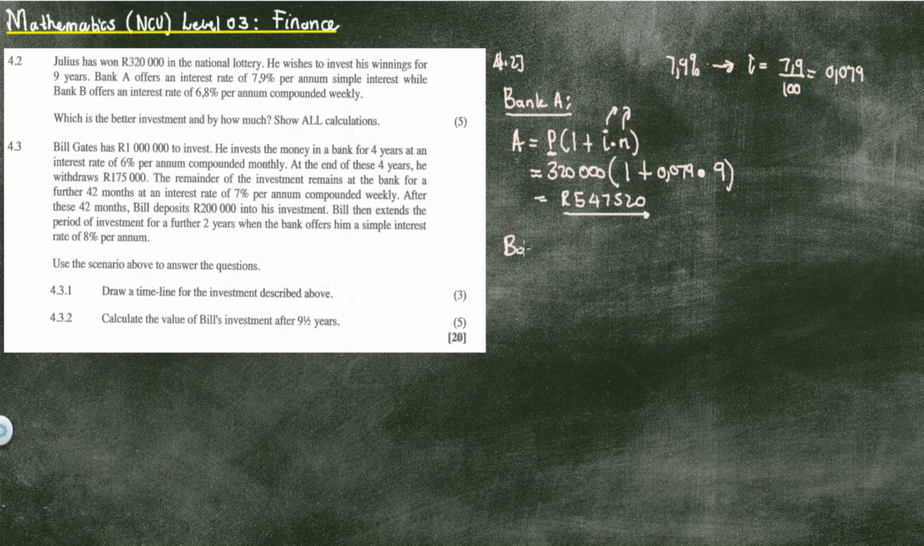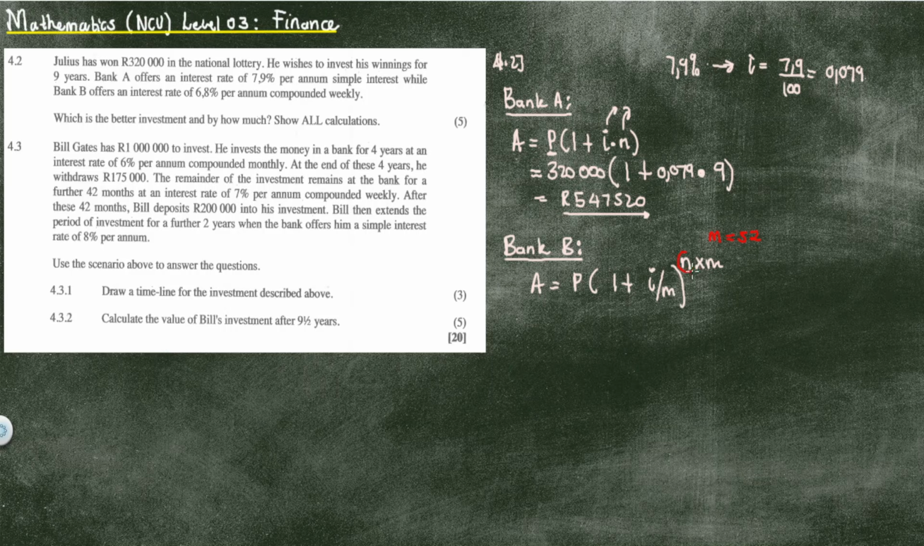And then for the Bank B option, Bank B offers the following. A accumulated is equal to principal times (1 plus I divided by M, which is the compounding period) raised to exponent n multiplied by M. Bank B offers an interest rate that is compounded on a weekly basis. So it means we have a compounding period. If something is compounded weekly, M becomes 52. We have 52 weeks in a year.